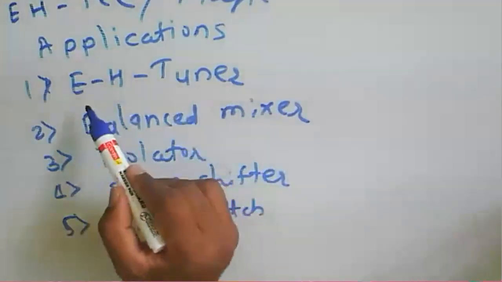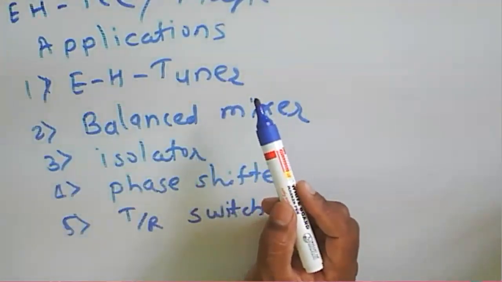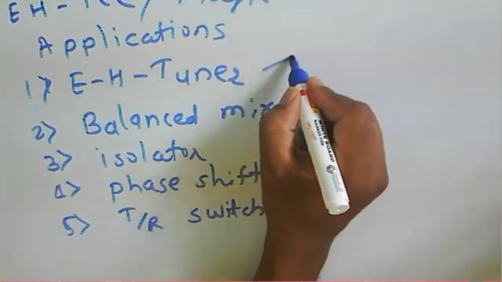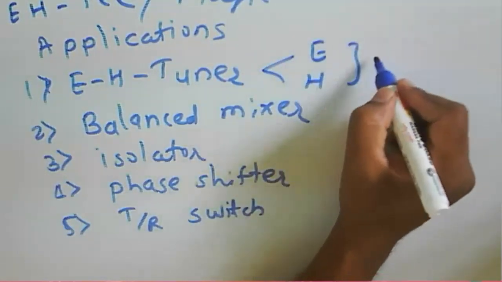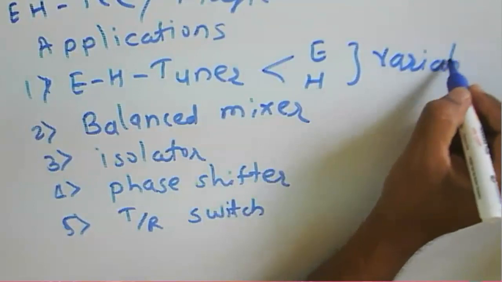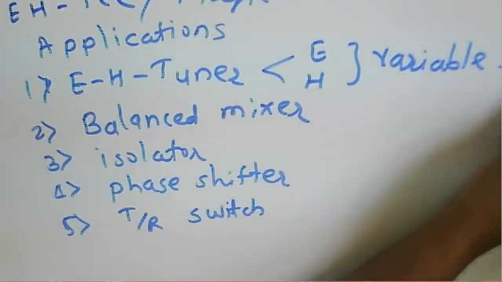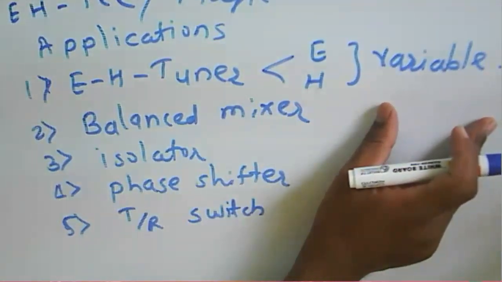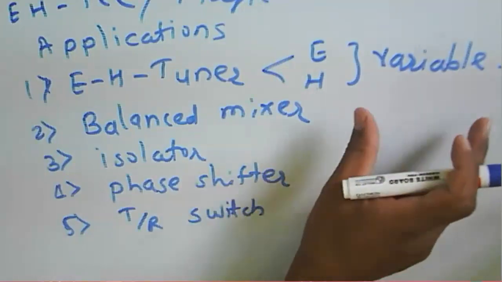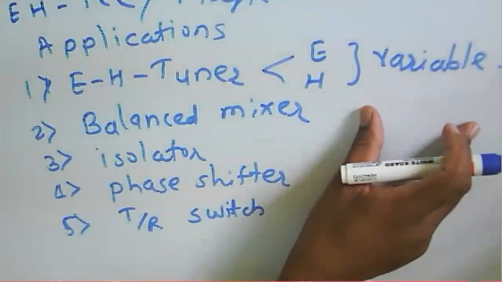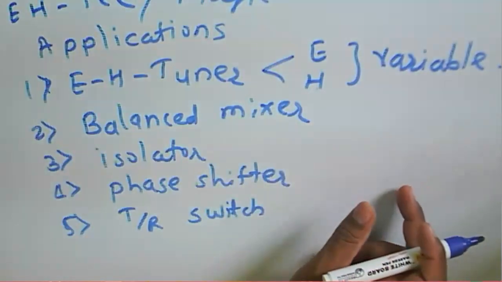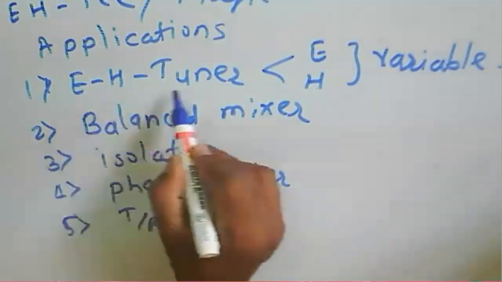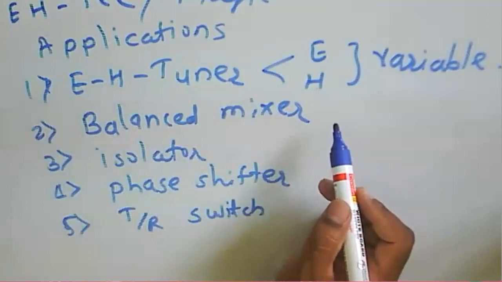Now how is the tuner to be used? We know that an E-H tuner means we need to apply a variable short in the E arm and the H arm. We need to apply the variable short to this E arm. Then that E arm and H arm will act as a stub. The position of that particular short is adjusted so that we get whichever load impedance we require, and that will reduce the VSWR. So that is the role of the magic T as an E-H tuner.